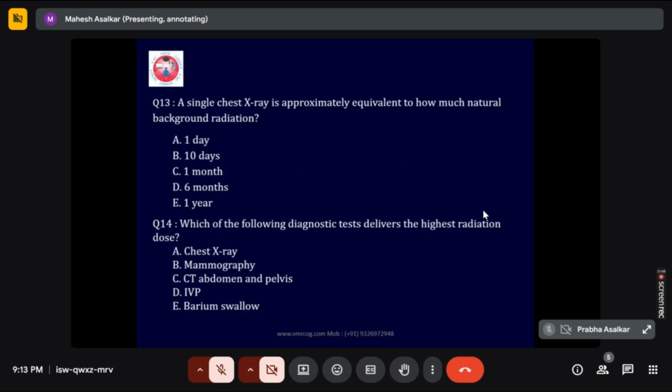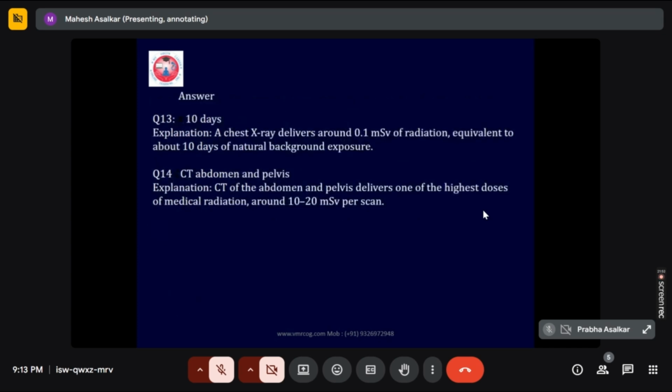Actually, all these questions are recall questions. They have been asked multiple times. Okay, so please concentrate. X-ray chest delivers around 0.1 mSv of radiation, equivalent to about 10 days of natural background exposure. Question number 14 is CT abdomen-pelvis. CT of the abdomen and pelvis delivers one of the highest doses of medical radiation, around 10 to 20 mSv per scan. Okay. Continue, Dr. Sinchana.